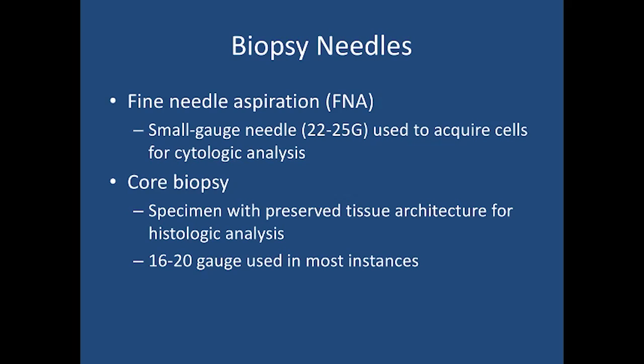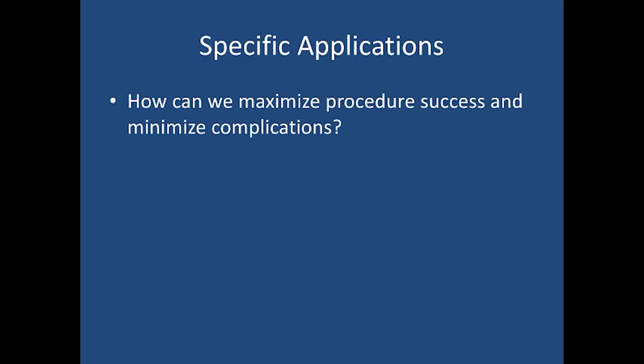There are many different types of biopsy devices and biopsy needles available. Generally speaking, there are needles that are utilized for fine needle aspiration, or the aspiration of cells, and these are generally small gauge needles that range from 22 to 25 gauge. And then there are core biopsy needles in which pieces of tissue are removed, in which the actual tissue architecture is preserved for histologic analysis. In most interventional practices, the core biopsy devices used will range from 14 or 16 to 20 gauge.